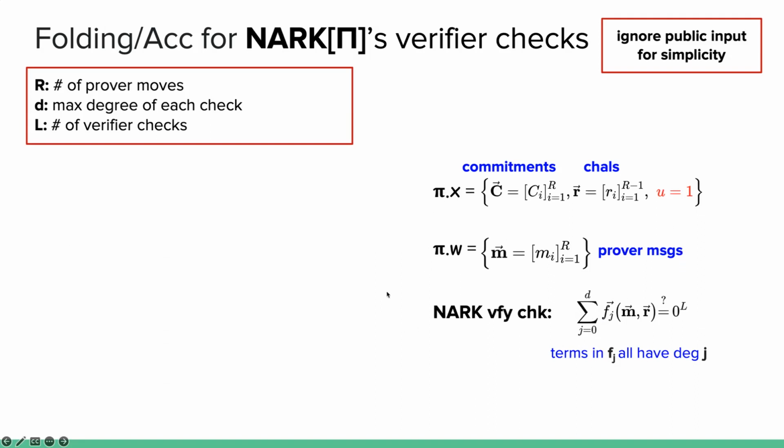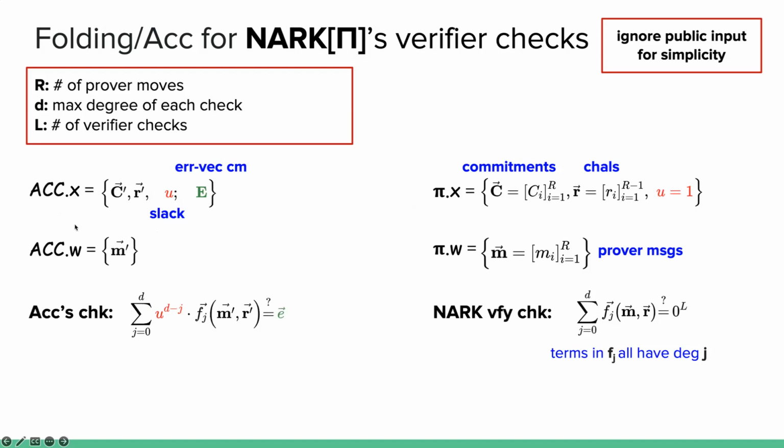We first want to define what an accumulator, or folded instance, means. That is actually quite similar to a NARK proof. In the accumulator, we also have commitments, challenges, and prover messages. But there are two key differences. The first is that there's a slack variable being used, which is also used in Nova. And second, there's an error vector commitment, which commits to a length-L vector. An accumulator instance-witness pair is satisfiable if and only if the following set of equations are satisfied.